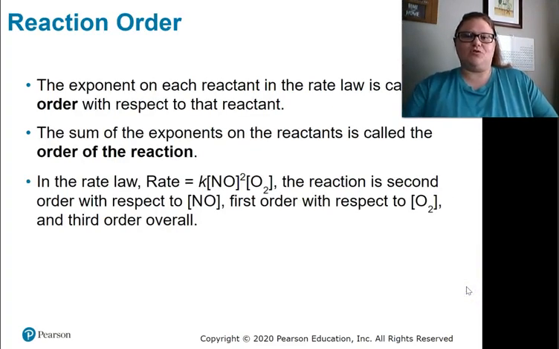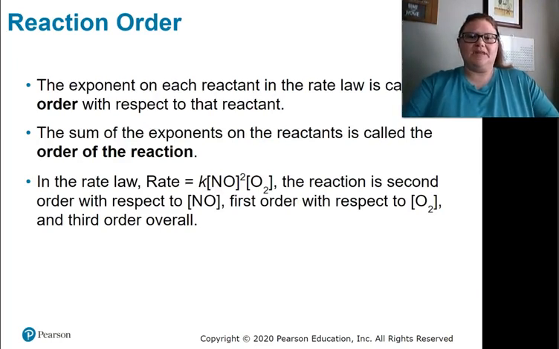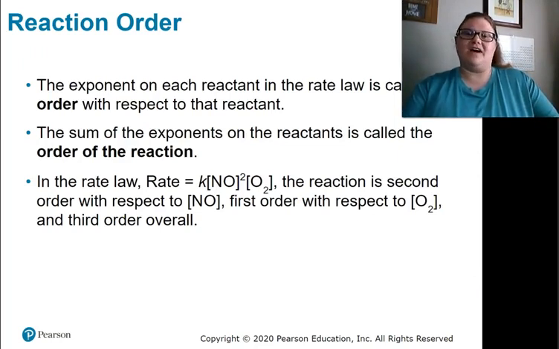All right, so the reaction order, that's that exponent. If we add up all of the exponents of a rate law, we'll get what's called the order for that reaction. So let's look at this example. In the rate law, rate equals k, concentration of nitrogen monoxide to the second order, times the concentration of oxygen to the first order. We would add 2 and 1 and say that this reaction is third order overall.